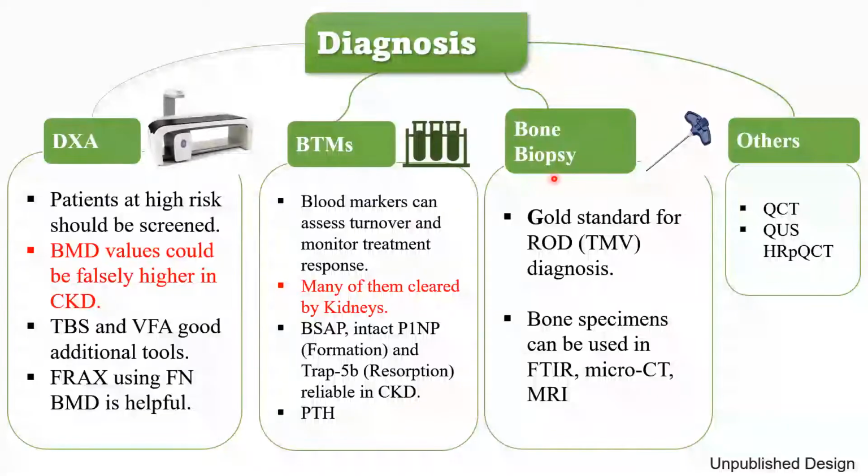Third is the bone biopsy. It is the gold standard for renal osteodystrophy. It gives you very good information about turnover, mineralization, and volume. And also the bone specimen can be used in FTIR to assess bone quality, in micro-CT and MRI. And there are other diagnostics like QCT and HR-pQCT.